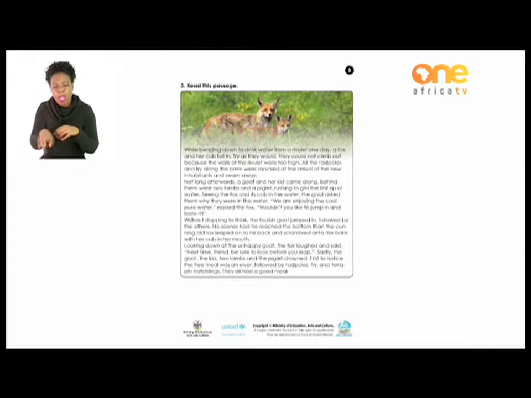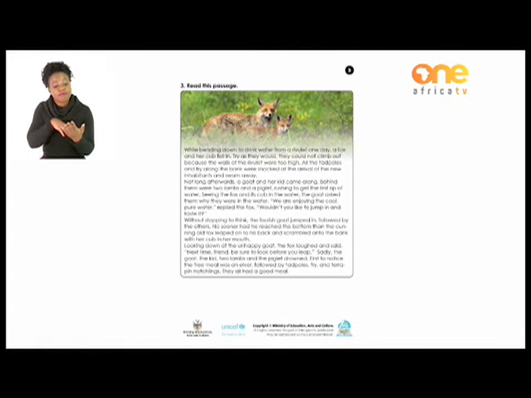First to notice the free meal was an elver, followed by tadpoles, fry, and terrapin hatchlings. They all had a good meal. Right, boys and girls, that's how we should read.